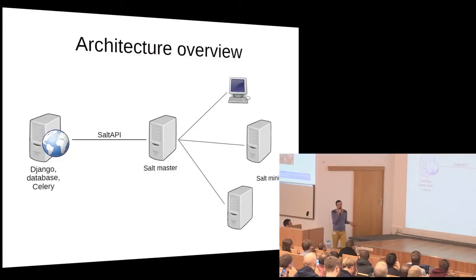So this is the diagram that you've already seen. On the right side is the Salt architecture with the Salt master server managing Salt minions. And what we added to this is this web frontend running Django and Celery and communicating via Salt API with the master. Salt API lets you do remotely whatever you can type on the command line, just like we've shown you before.